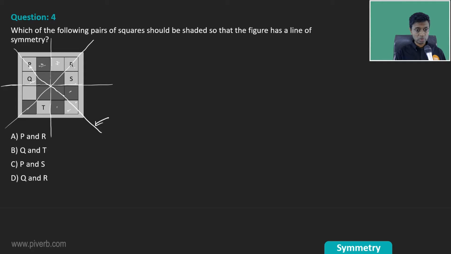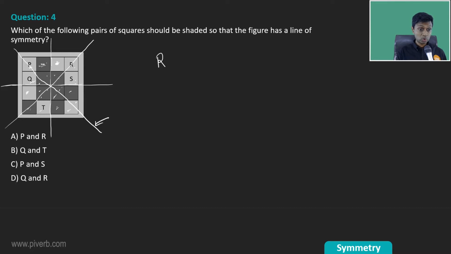This folds on, this works fine, T and S work fine, this part works fine, but this is shaded, so we can shade R. So shade R and you'd be through. And then this sits here, this sits here, Q and this part, this and this also work perfectly fine.